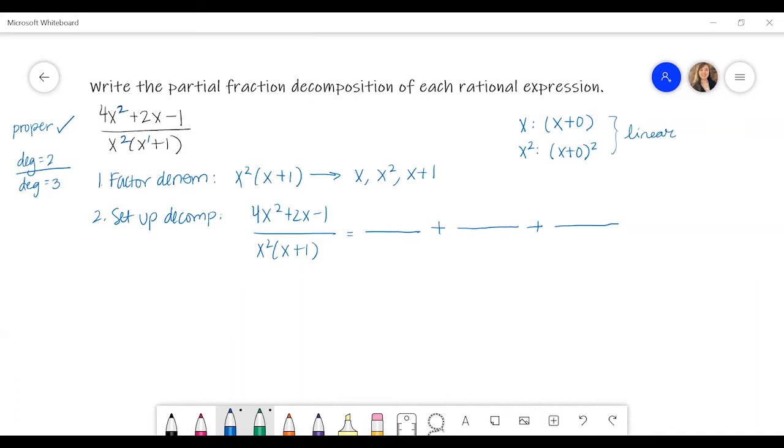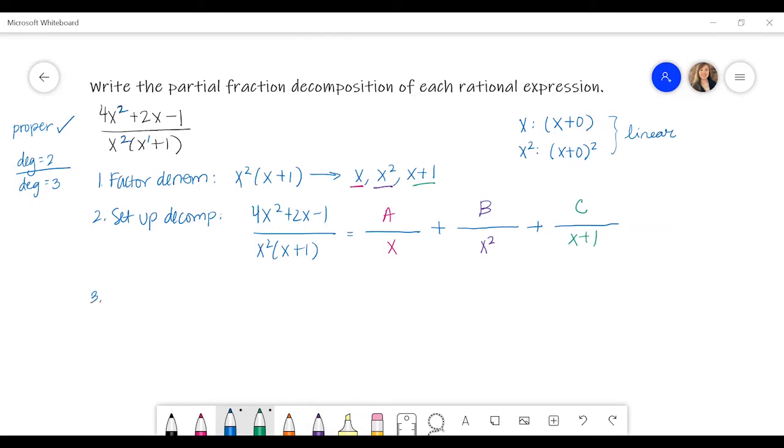So they do not get ax plus b or bx plus c, whatever the formatting is. They are considered linear. So you've got A over x, that was our first one. You've got B over x squared, and you've got C over x plus 1. Okay, those are your 3 breakdowns.